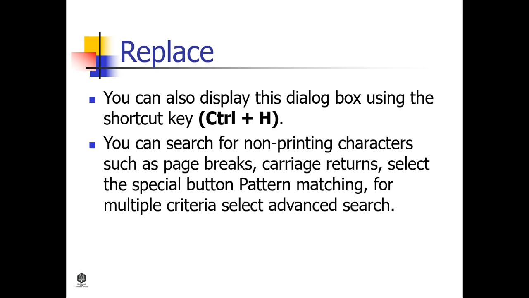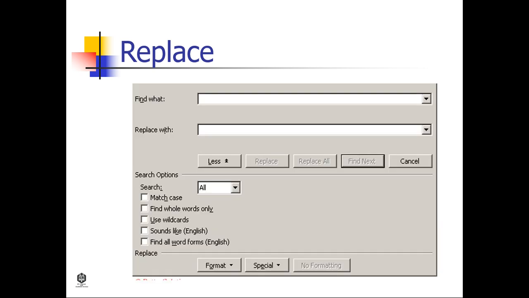In Replace, you can also display this dialog box using the shortcut key Ctrl H. You can search for non-printing characters such as page breaks, carriage returns, select the special button, pattern matching. For multiple criteria, select Advanced Search. This is the example of Replace tab.